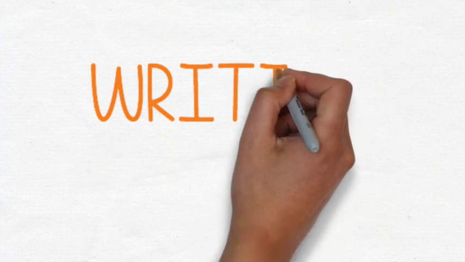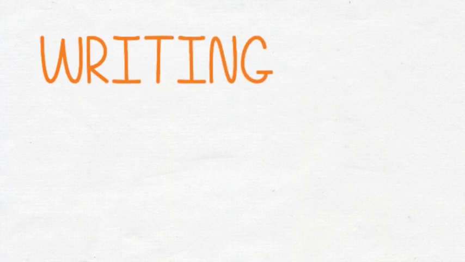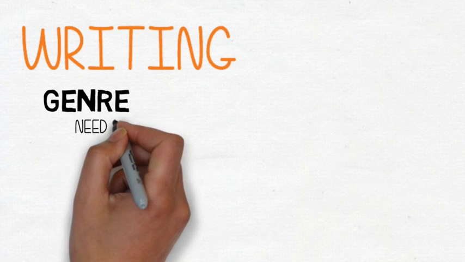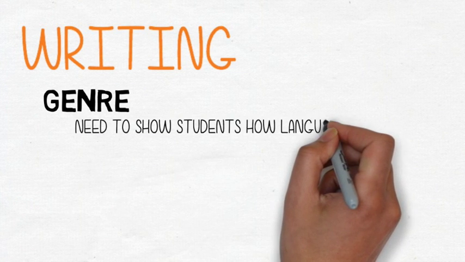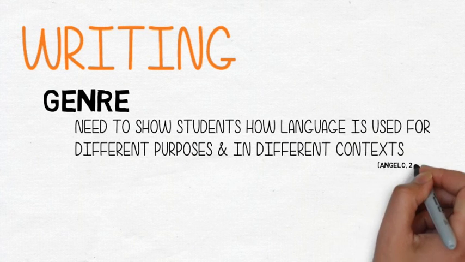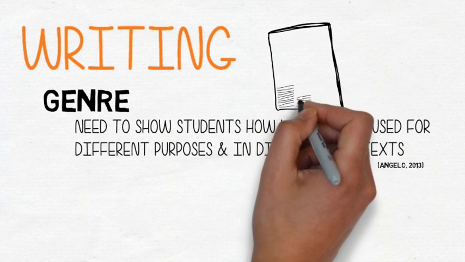Finally, we must also scaffold our students' writing skills. An understanding of genre is one of the first things that must be developed. We need to show students how language is used for specific purposes, such as to explain or to persuade, and in particular contexts, such as a letter to the editor in a newspaper.